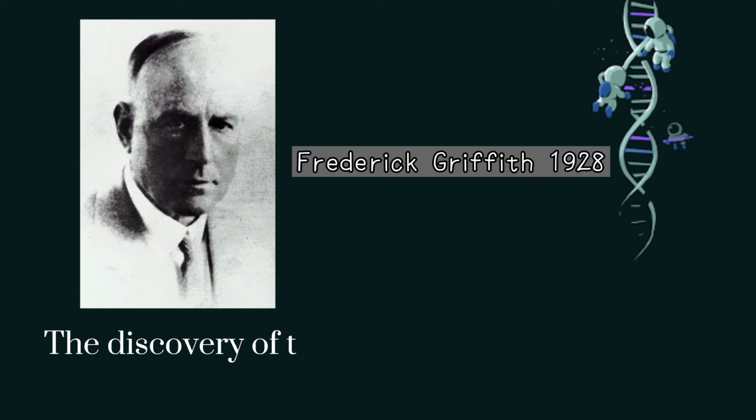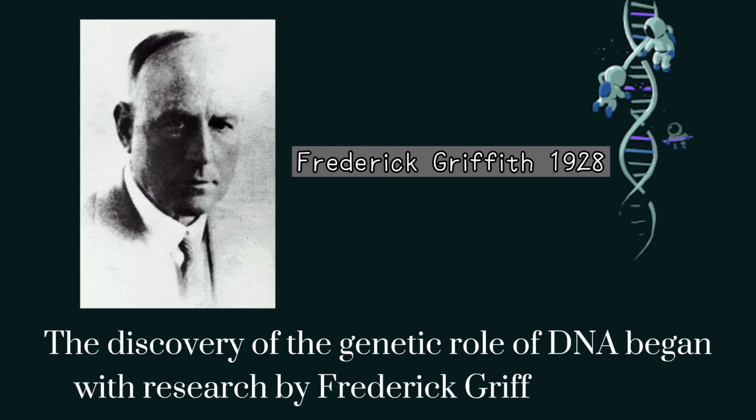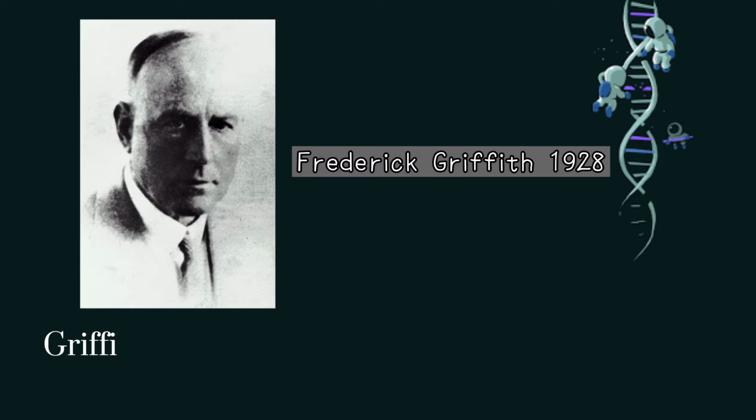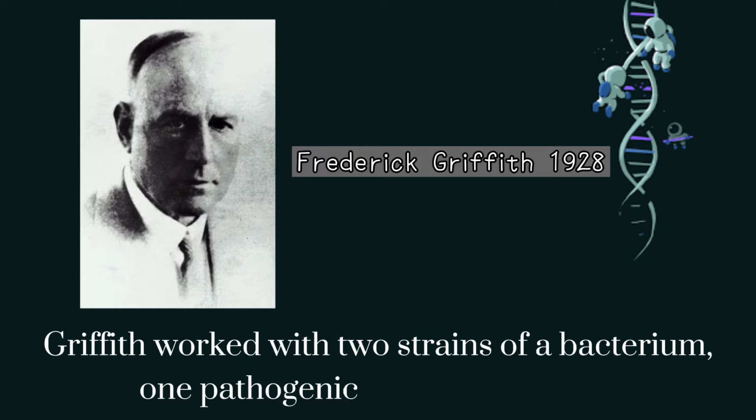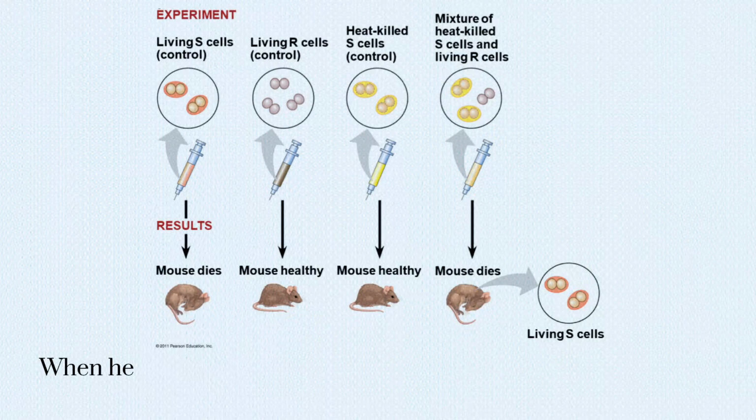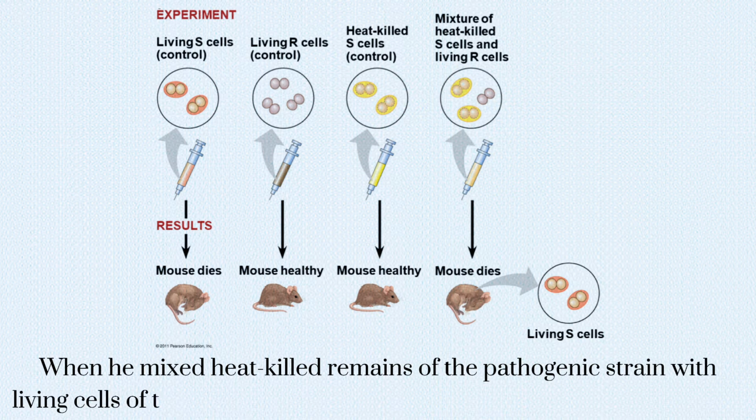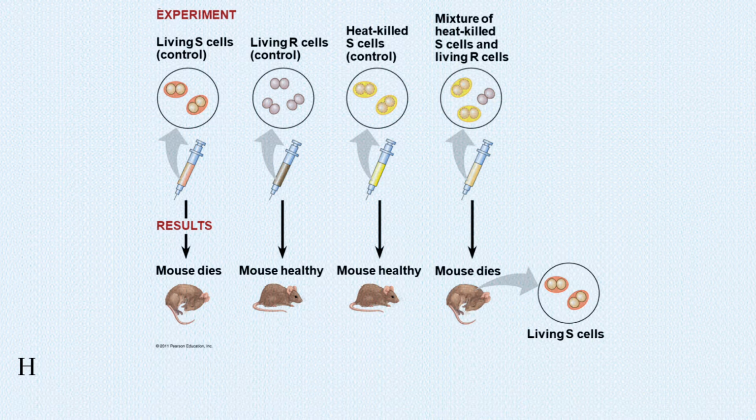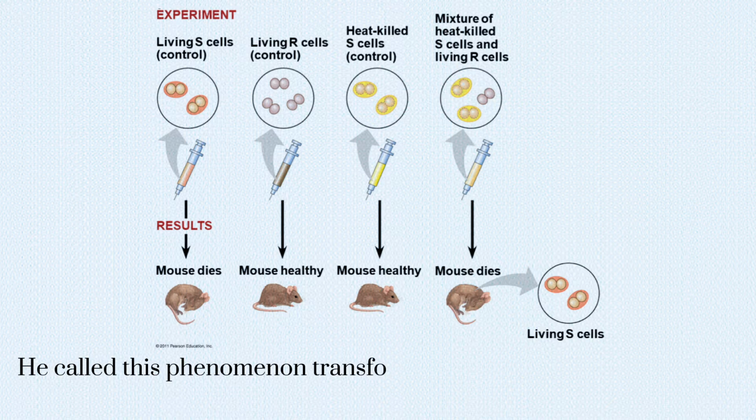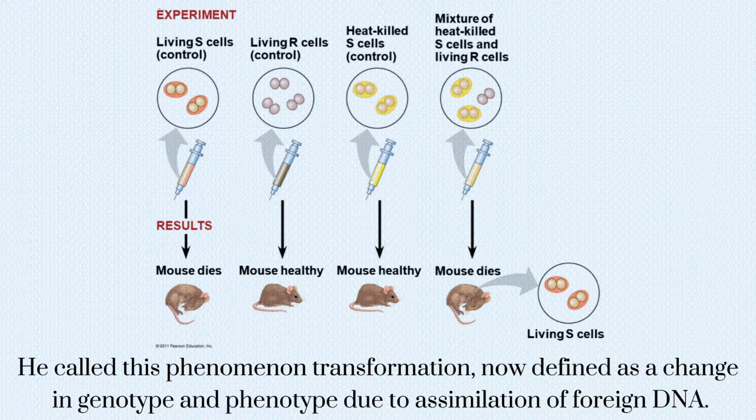The discovery of the genetic role of DNA began with research by Frederick Griffith in 1928. Griffith worked with two strains of a bacterium, one pathogenic and one harmless. When he mixed heat-killed remains of the pathogenic strain with living cells of the harmless strain, some living cells became pathogenic. He called this phenomenon transformation, now defined as a change in genotype and phenotype due to assimilation of foreign DNA.